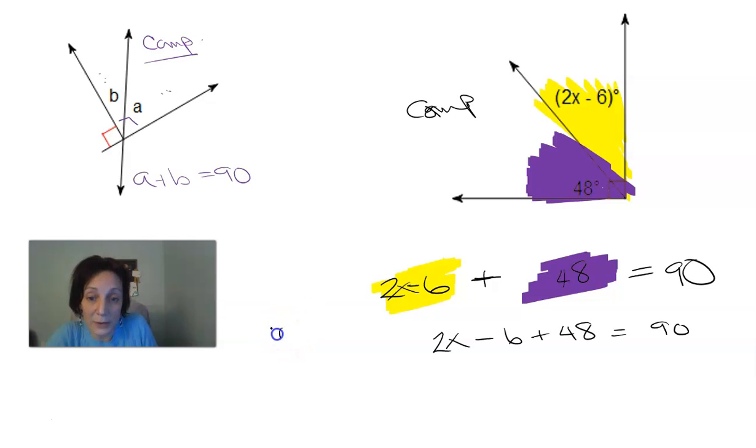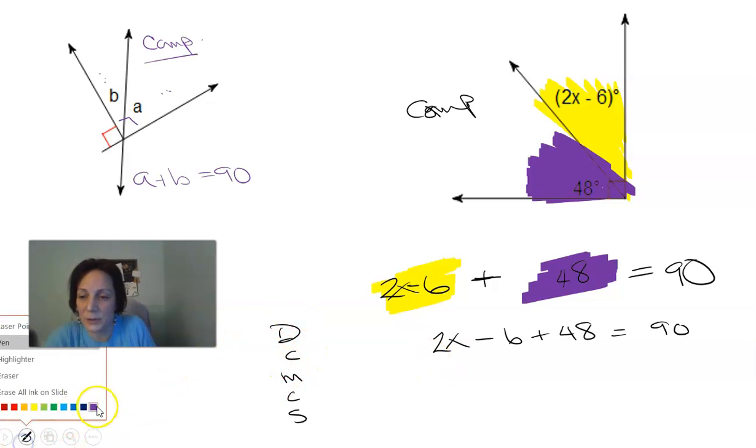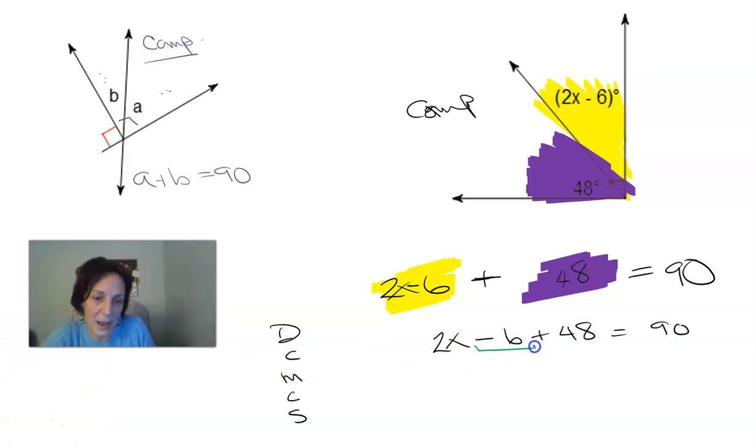Okay. So when I take a look at this one, I don't have a distribution, but I do have some combining that I can do. So if you look here on the left-hand side of the equation, I have a +48 and I have a -6 that can be combined. So 48 minus 6 is 42, right? So I still have a 2x, but instead of a 48 and a -6, I'm going to just combine them and put a +42. Okay.